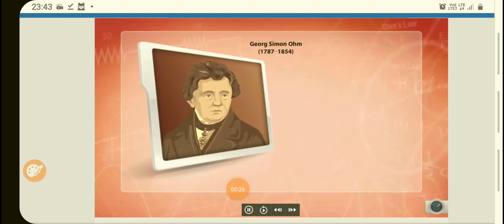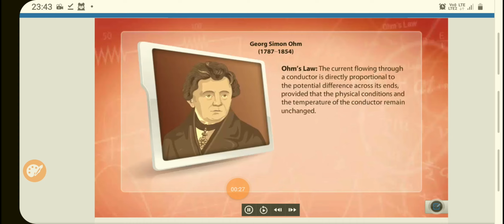Ohm's law states that the current flowing through a conductor is directly proportional to the potential difference across its ends, provided that the physical conditions and the temperature of the conductor remain unchanged. This means that the current I is directly proportional to the applied voltage V. Alternatively, V upon I is constant.